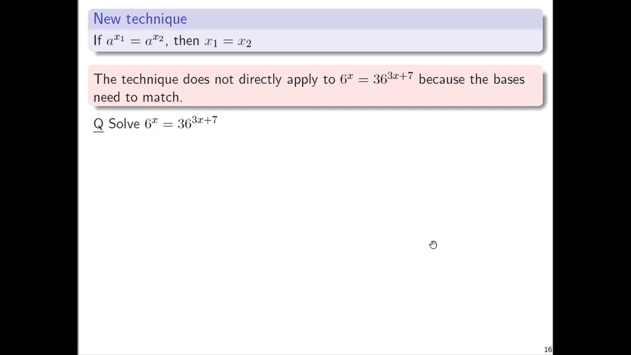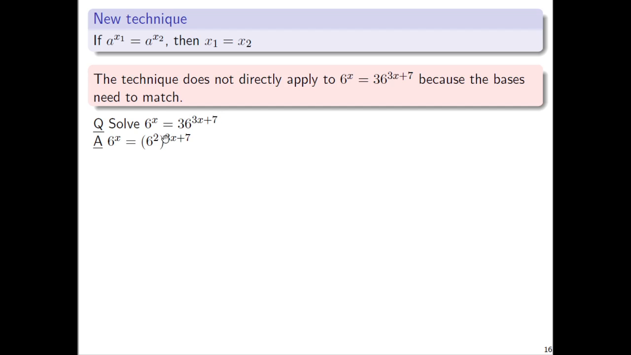To solve the equation 6 to the x equals 36 to the power 3x plus 7, we should try to get the bases to match, but we can't just change this 6 on the left into a 36. We can't just change the 36 on the right into a 6 because 6 and 36 are not the same number. However, a way to write 36 is 6 to the second. So 36 gets replaced with 6 to the second.